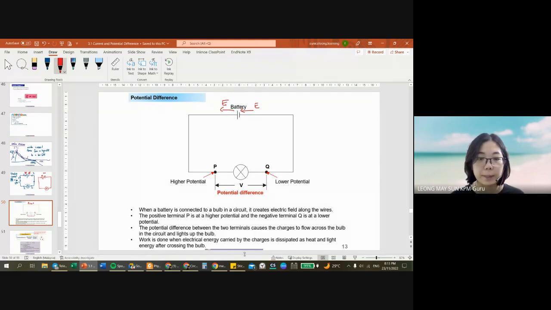Okay, so the potential difference between the two terminals will cause the charge to flow across the bulb in the circuit to light up the bulb. Okay, this sentence, in a short while I will mention to you. Okay, work is done when the electrical energy carried by the charges is dissipated as heat and light energy after crossing the bulb. So I'm sure you're a little bit wondering what this sentence means. So we'll use the textbook definition.